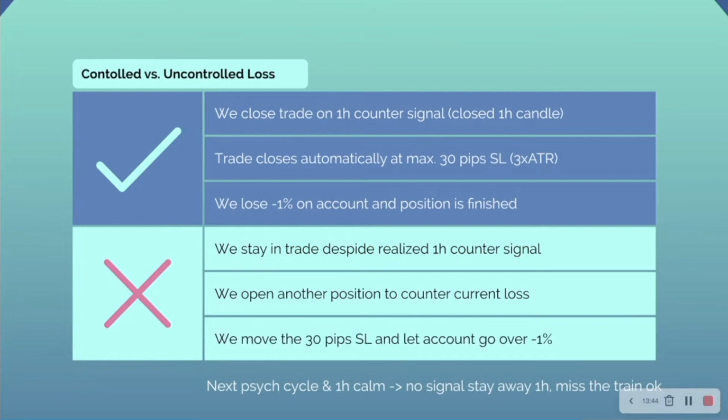We move the 30 pip SL and let account go over minus 1%. This we of course can never do. It's uncontrolled losing. So for me, most of the times I have a 30 pips SL. It can be anything else in your strategy, but your SL that you normally have, you can never, ever move it, right? And you can never then allocate more than 1% risk in a single trade. Because if you move your SL, you allocate more than 1% minus in that trade and you're gonna be eaten alive. I promise you that.